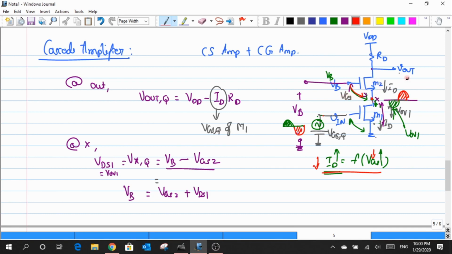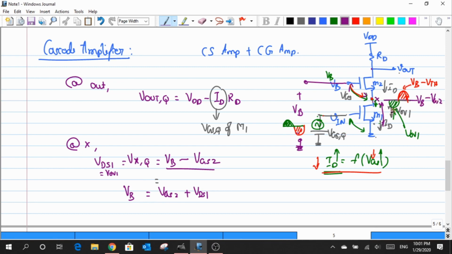Okay, so this guy can go all the way to a maximum value of VB minus VTH, and the transistor M2 enters into cutoff. That is the reason why I marked this particular position as the maximum swing that I can have across the node X, from the base value which is defined as VB minus VGS2.